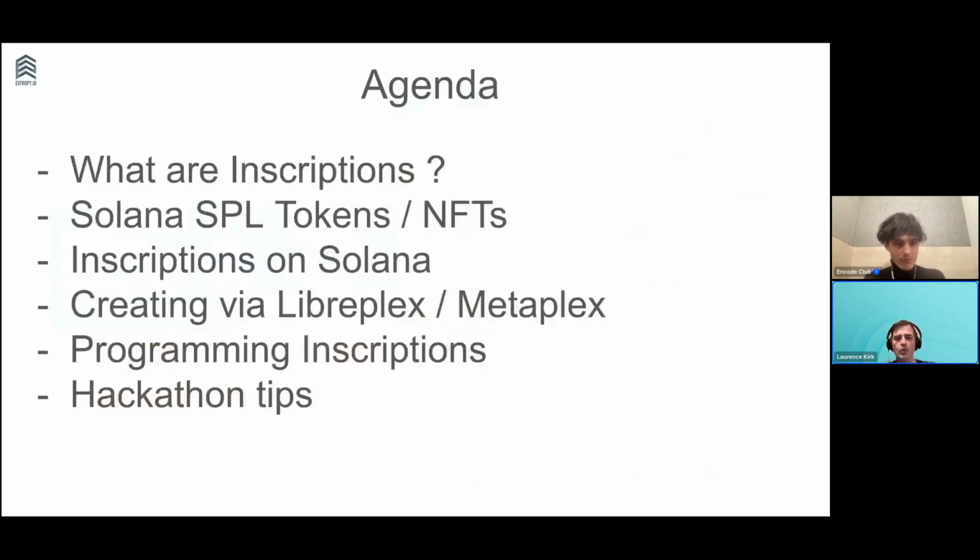All right, so what I want to talk about today, start off with just a general introduction about inscriptions. Then we'll give the background to tokens on Solana and what the landscape was before inscriptions came along. Then we'll see how inscriptions have impacted Solana and how they are done. We'll look at ways to create them, either via existing projects, and then how to do that programmatically. I'll finish off by giving you some tips about hackathons generally. I have some general tips that I think you might find useful.